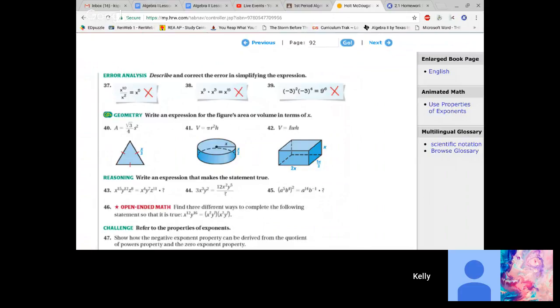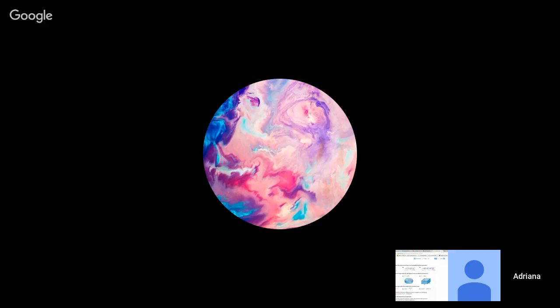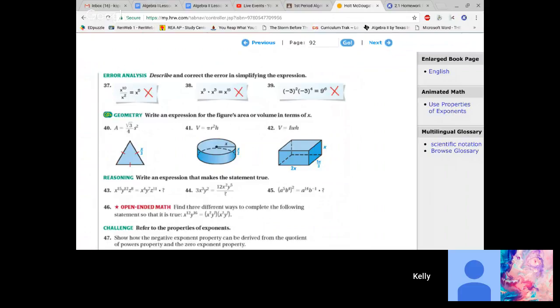Okay, number 37. Can you all tell me what the error is? They divided instead of subtracting. That's it, exactly. So the right answer should have been X to the 8th. That's correct. How about 39?